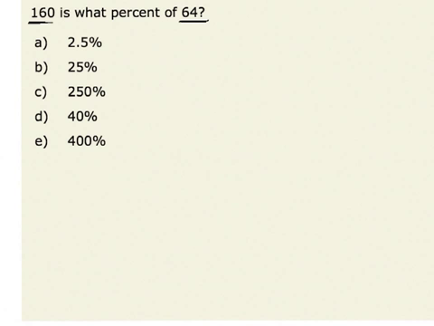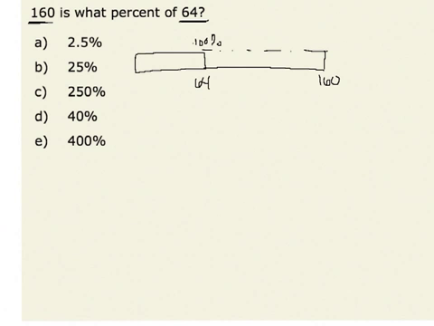We could draw this out visually. If we know that our whole, or 100%, is represented by 64, we want to know what percent of that whole would then represent 160. Therefore, we can see visually that we would have over 100%. One way to solve this now is to set up a proportion.